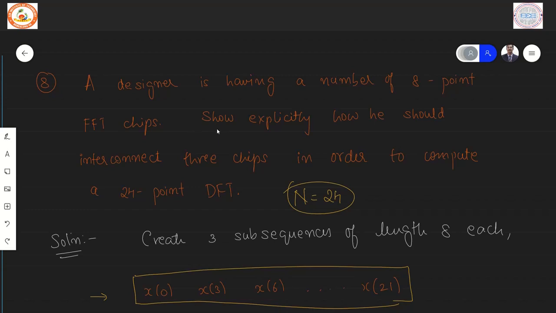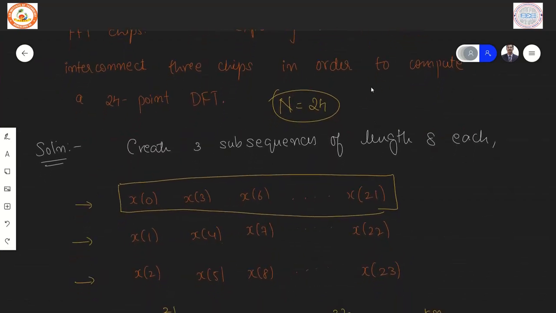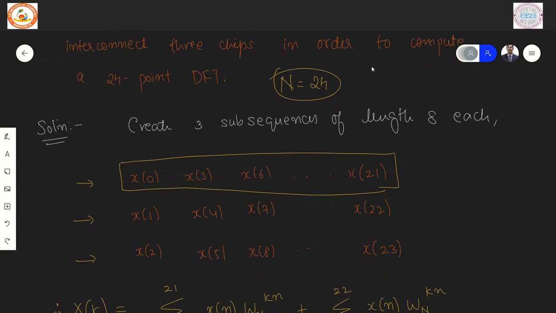Now they say show explicitly how he should interconnect the 3 chips in order to compute a 24-point DFT. So the n value here in the problem is 24, but we are having FFTs of size 8. How do you combine it? So the data we have is 24 inputs. Now the first task is to subdivide the given input of length 24 into 3 sequences of length 8 each.